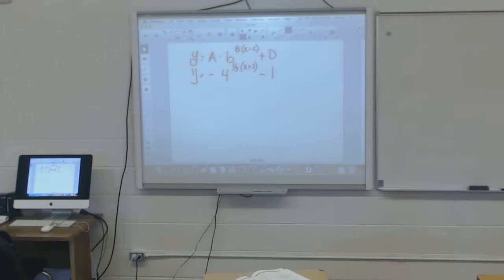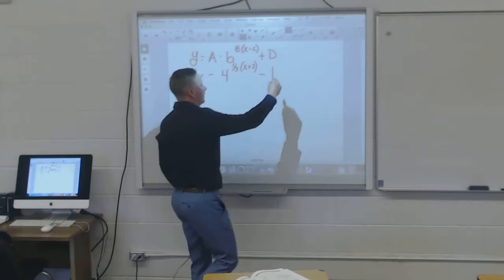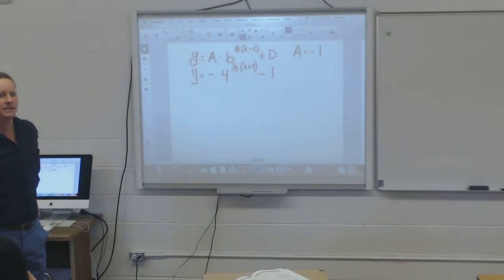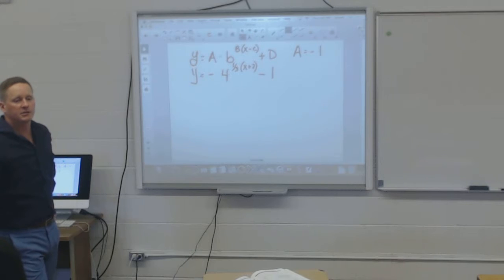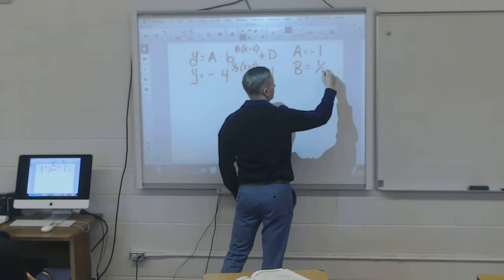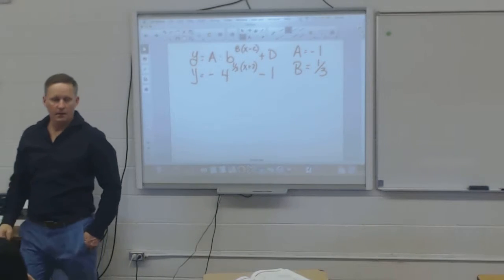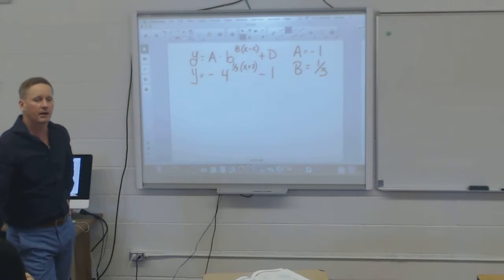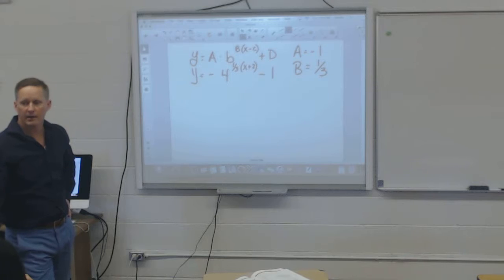What's my a value? Minus 1. What does that do to my graph? Reflects it over the x-axis, that's right. You could also say that you multiply all your y values by -1, right? Okay, what's my b value? Big B? 1/3. And what does this do to the graph? Horizontal stretch by a factor of 3. You're multiplying all your x values by 3, or dividing them by 1/3, right?